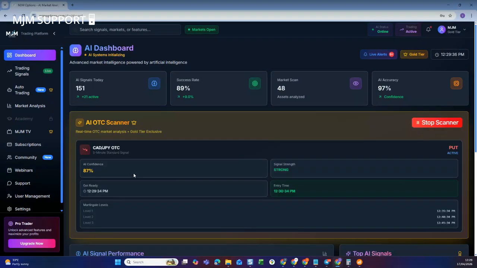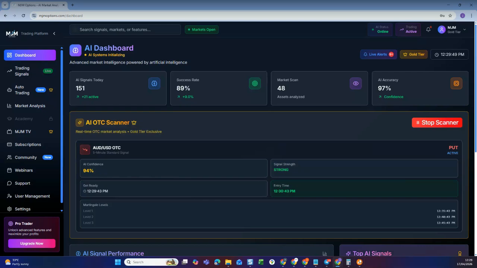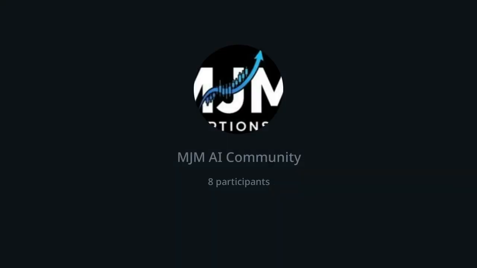Remember we're looking for 90% here and signal strength strong. So we do continue. 94 and signal strength is strong. So what pair is it? AUD USD. So we come here and we search AUD USD.